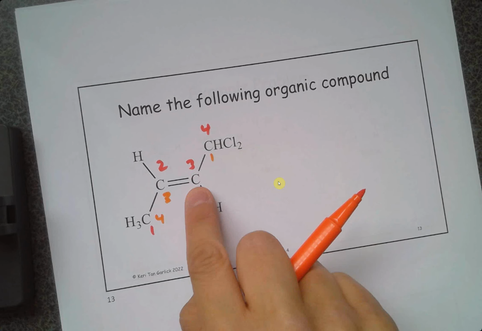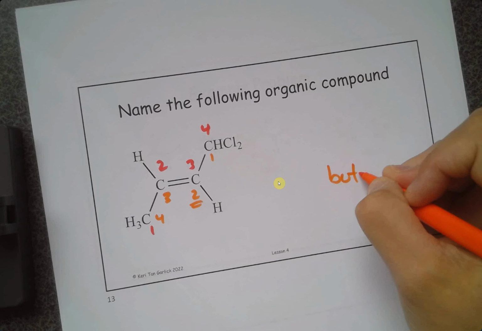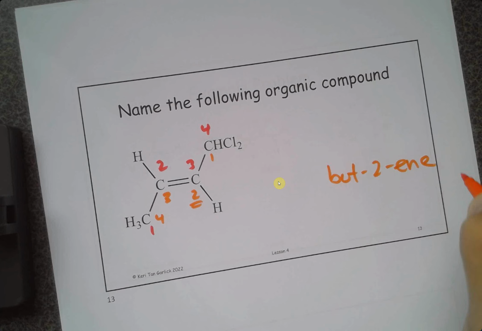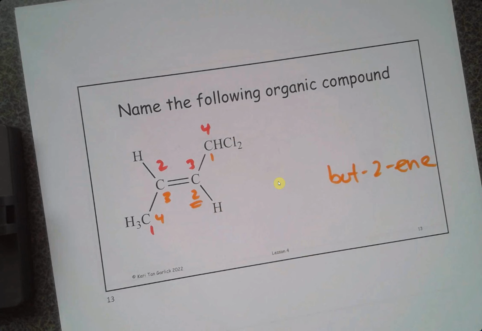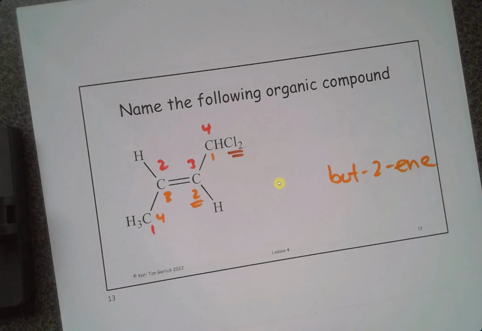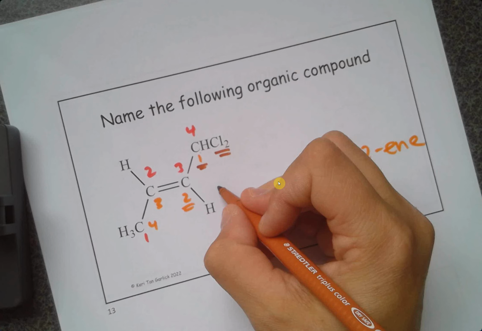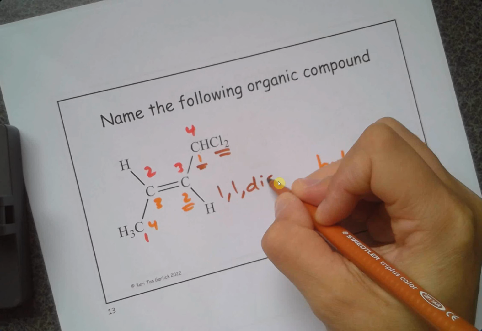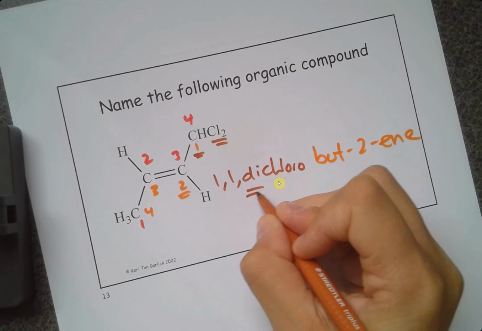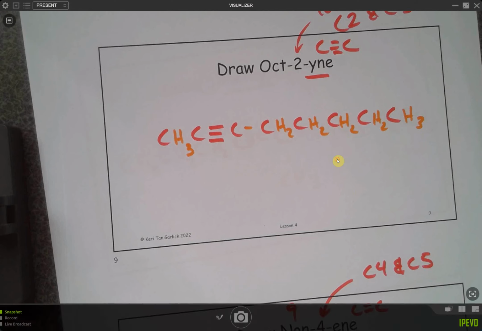So since this is a 4 carbon chain, we are doing but-2-ene. And then now we have these halogens over there, which is our chloros. And I notice there are 2 chloros, and they're on carbon number 1 because we're using that orange pathway. So we'd go 1,1-dichloro to specify that we have 2 chlorines and they're both on carbon number 1. And that's how you'd name that guy. Cool. Like I said, don't worry, all those will be scanned.